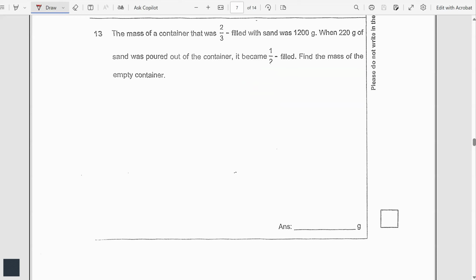Question 13. The mass of a container that was 2/3 filled with sand was 1,200 grams. When 220 grams of sand was poured out of the container, it became half filled. Find the mass of the empty container. Okay, let's compare the container. How much of it was filled when it was filled with 1,200 grams of sand, and also when some of the sand was poured out.